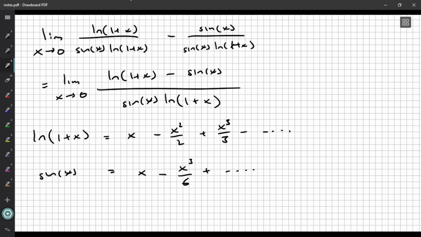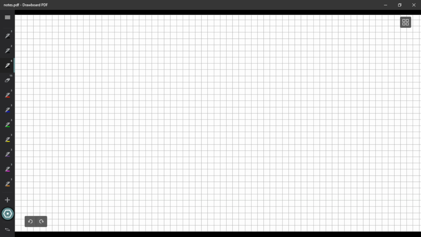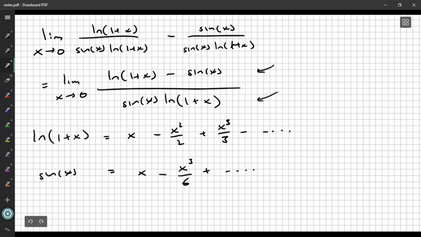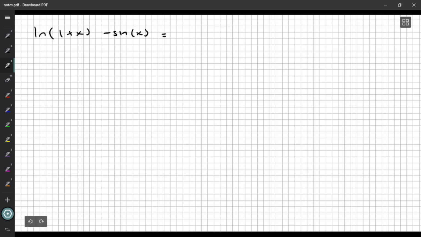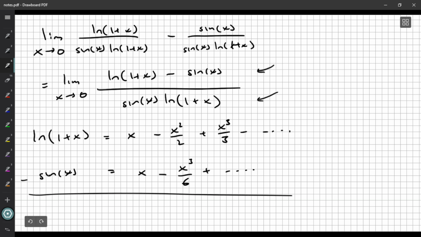Okay, now I'm seeing that there's the difference of these. I'm also seeing that there's a product. So we're going to have to work those out. But fortunately, adding and multiplying power series is something we've practiced. So actually we can subtract them here. The x's will cancel out. There'll be a minus x cubed over 2.